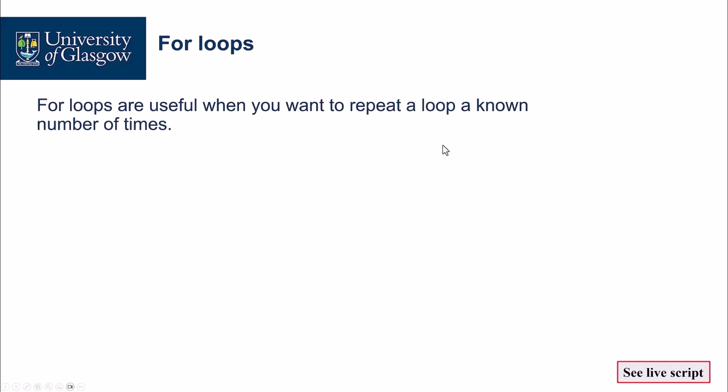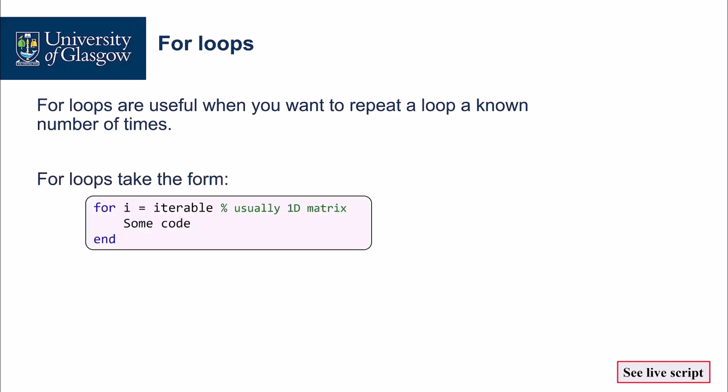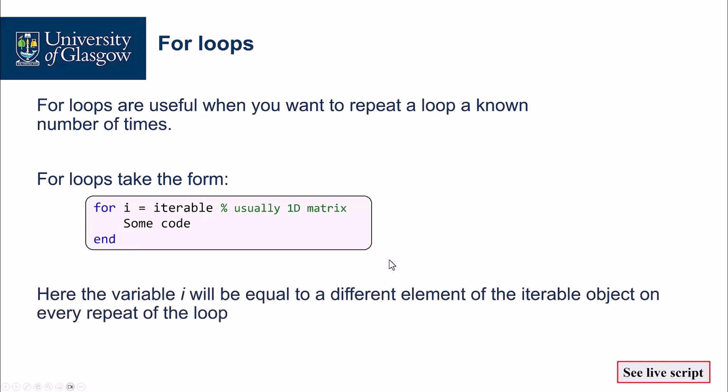As I've said before, for for loops, we often know how many times we will repeat the code. In MATLAB, the for loop takes a form like this: for i equals an iterable variable. Normally this is a 1D matrix, and the body is here with an end here. The variable i will be equal to the different elements of this iterable object in the execution of the loop. Until all of the elements are used, the for loop ends.